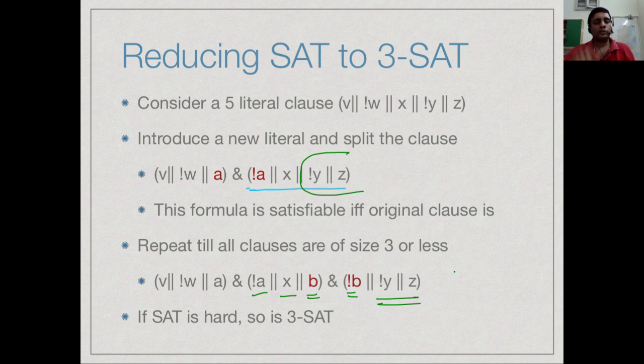That's important, because we said that when we do reductions, we want the reduction part to be efficient, to say that we are not spending so much time on the reduction, otherwise we can't transfer efficiency claims across. So what this tells us is that if SAT is hard, as we believe, then so is 3-SAT. Okay, because I have reduced SAT to 3-SAT.